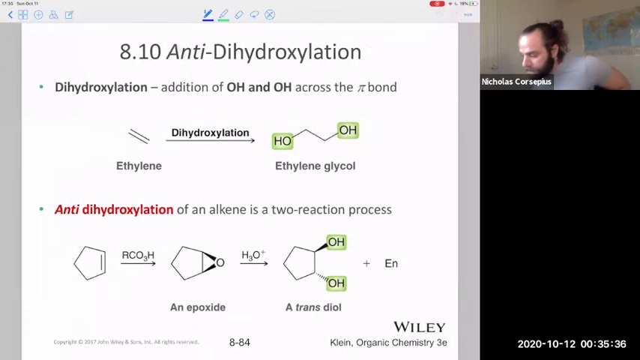Okay. So taking just a simple alkene like ethylene, if we perform a dihydroxylation reaction, we are adding onto both of these vinyl carbons an OH group.